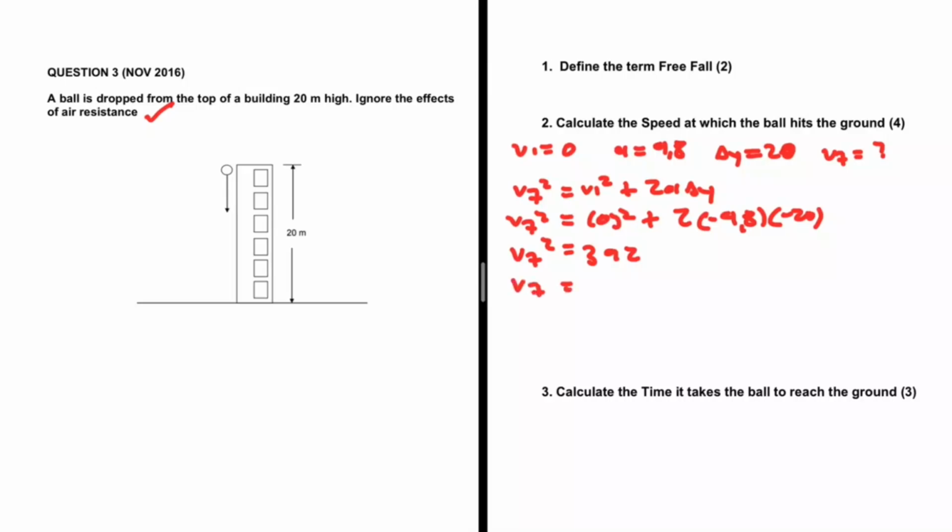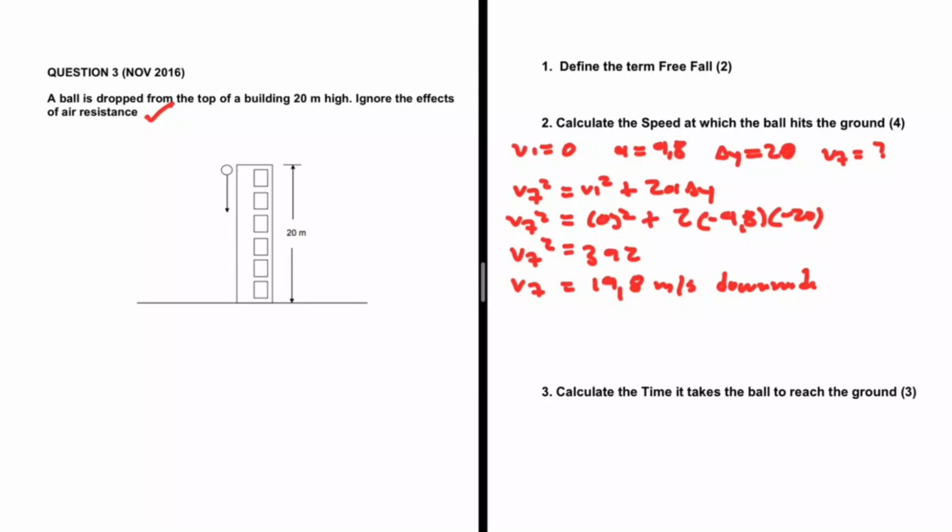So Vf is equal to 19.7989. If we round that off to 2 decimal places, we're going to have 19.8 meters per second downwards. Well, we don't have to indicate the direction. The question says the speed, so we are only interested in the magnitude and not the direction. But anyway, that is question 2.